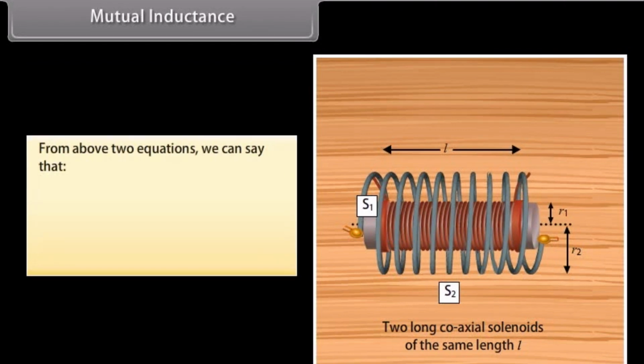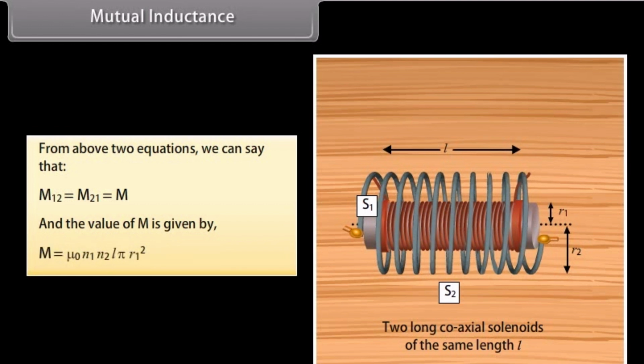From the above two equations, we can say that M12 is equal to M21, which equals M, and the value of M is given by mu naught N1 N2 L pi R1 square.